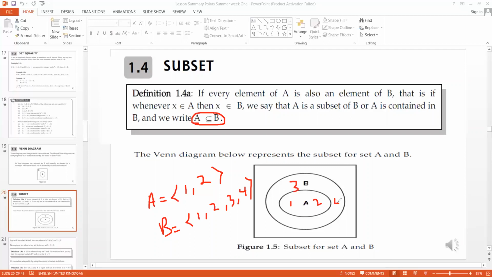It means that the elements in the set A are also contained in the bigger set, which is B. Okay, so we write A is contained in B. Okay, very well.